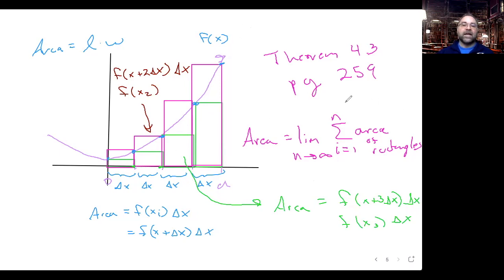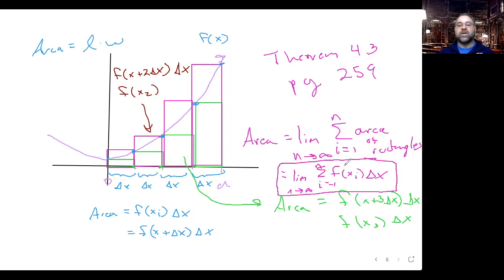And so what that does is it formalizes our limit language here to say it's the limit as n approaches infinity of the sum, i going from one to n, of f of x sub i delta x. And that's how we get the two sums to converge. Use infinitely many rectangles and the upper and lower sums will converge on the actual area, even though it's curved, on the actual area underneath the curve, between the curve and the x-axis.